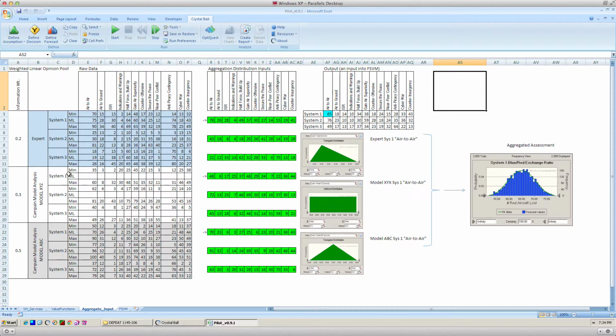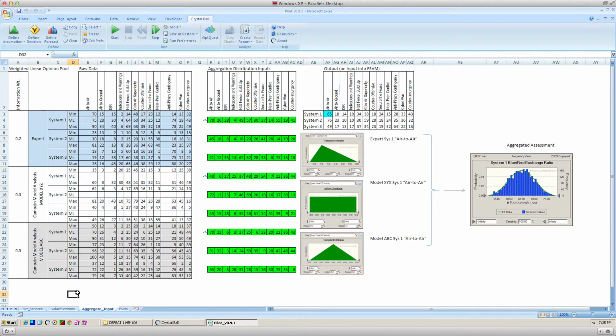So essentially for system 1, you see for air to air, the expert is able to provide a minimum, maximum, and most likely value. And in fact, he's done this for all three systems across all measures, which is very nice. In this particular study, for the output of model ABC, I was able to do the same thing: determine min, max, and most likely. But the interesting thing is that for model XYZ, we only have a min and a max as an output for systems 1, 2, and 3.